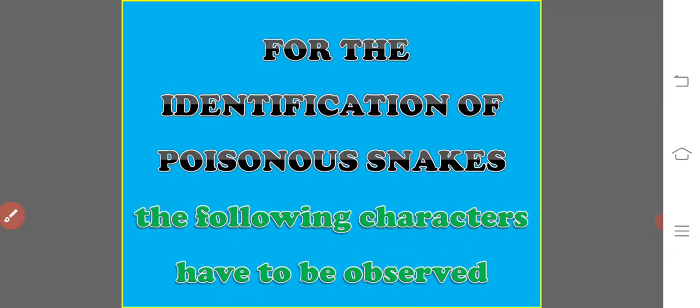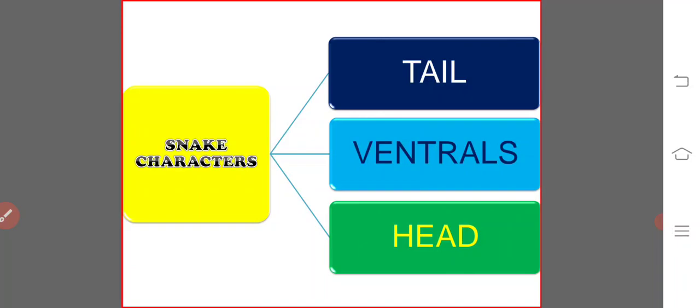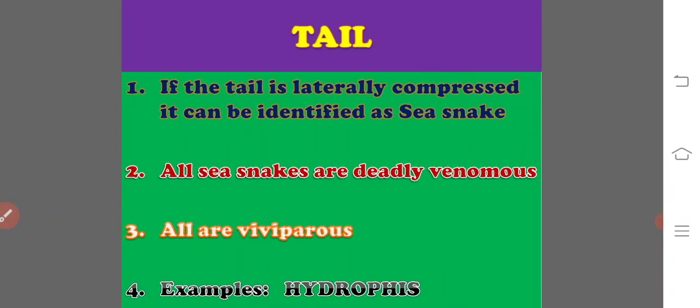For the identification of poisonous snakes, the following characters are to be observed. We will take into consideration the tail, ventrals, and the head region of the snakes. By observing all these three characters, we can determine whether the snake is poisonous or non-poisonous. Let us start with the tail.